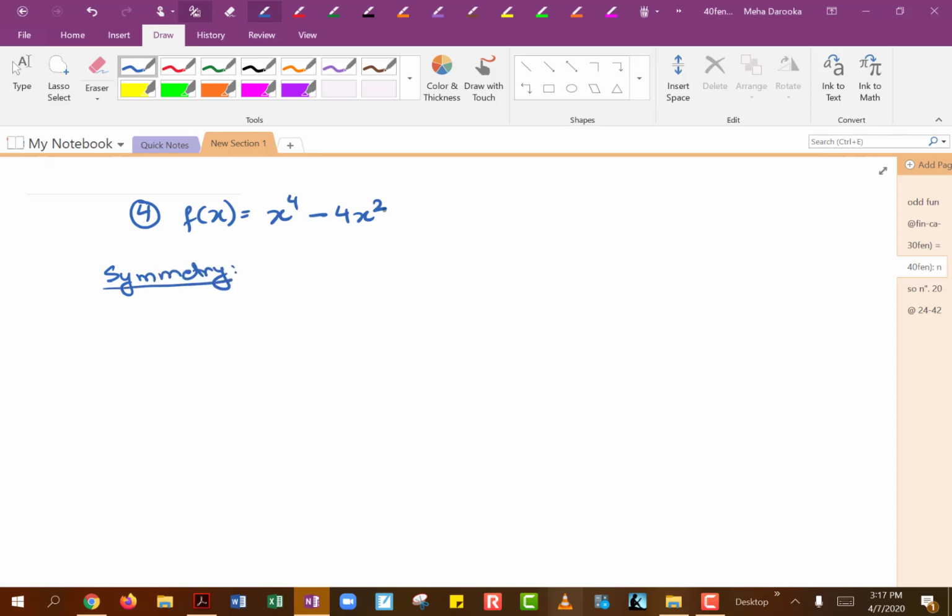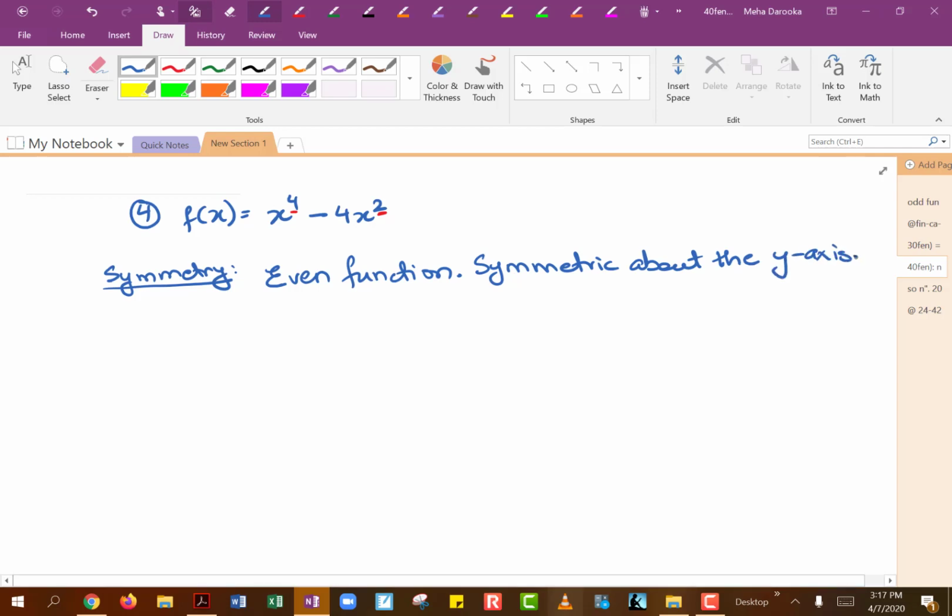So for symmetry, you can see both our x has even exponents. So since both our exponents are even numbers, we can basically say this is an even function. So if it is an even function, it will be symmetric about the y-axis. Okay? So like I said, using the exponents is probably the easiest way that you can check for odd or even functions.